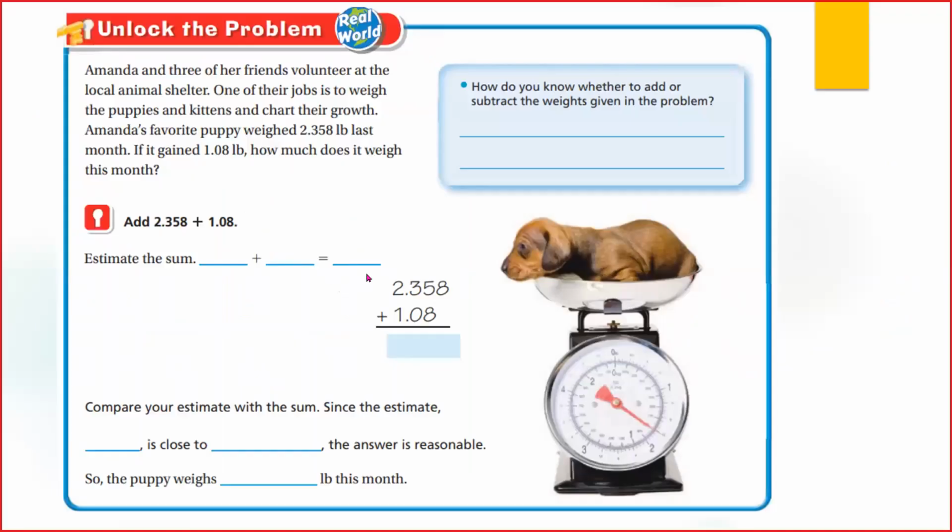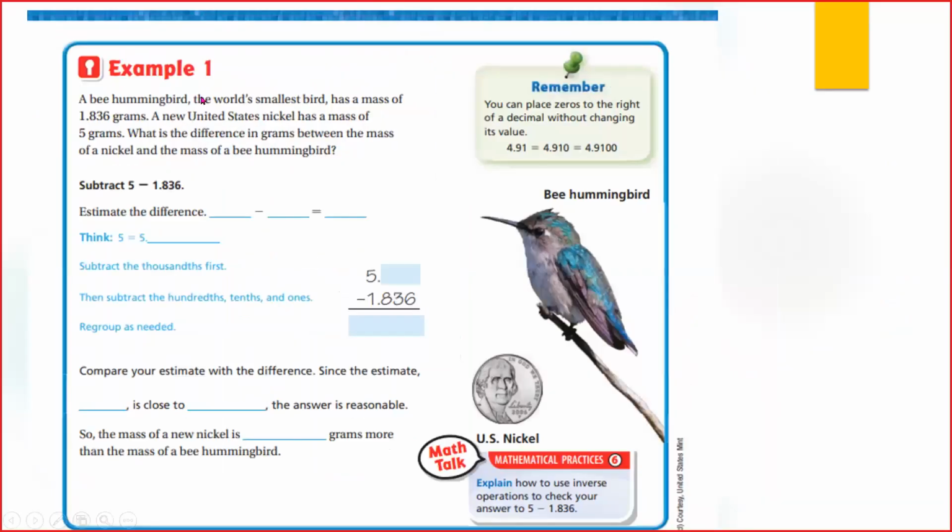Okay, now let's solve example number 1 here, page 38. There's a nickel. Its weight is 5 grams. And there's a hummingbird. Its weight is 1.836 grams. They ask you to find the difference in grams between the mass of the nickel and the mass of the hummingbird.